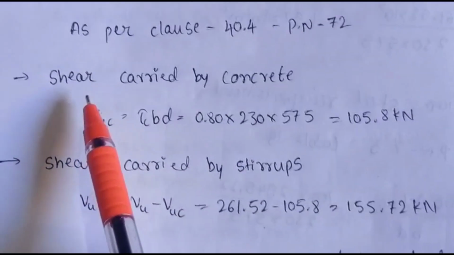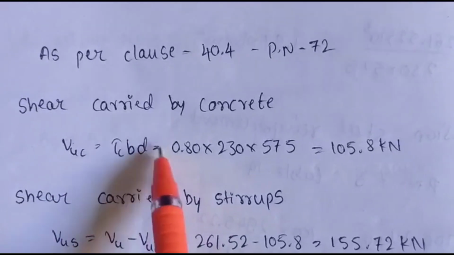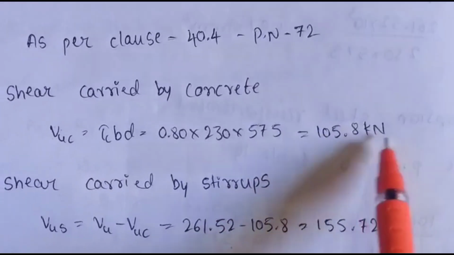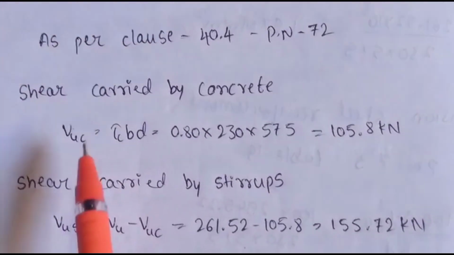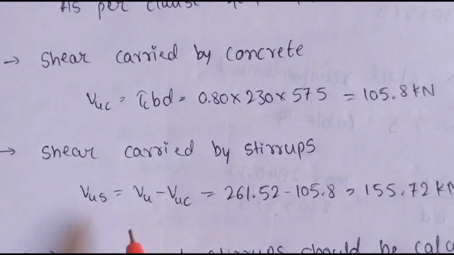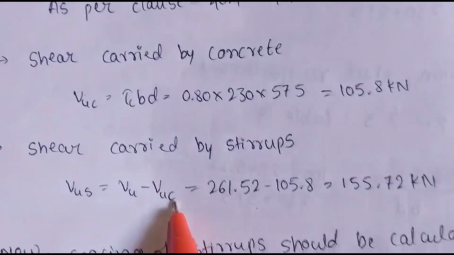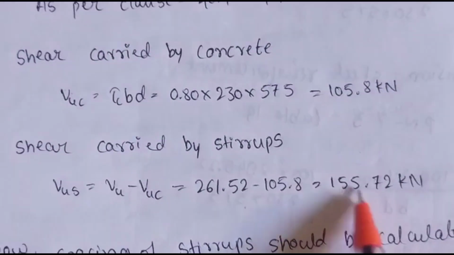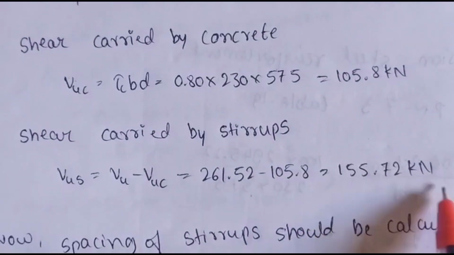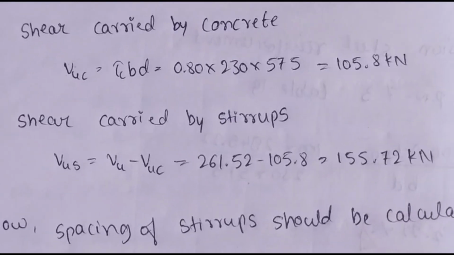So now to find out the shear carried by concrete, using Vuc = tau c b d, substitute all the values and simplify, we will get 105.8 kilonewton. After this we need to calculate the shear carried by stirrups. That is denoted as Vus = Vu - Vuc, shear carried by concrete. So substitute all the values. After simplifying we'll get our Vus value as 155.72 kilonewton. So this is how we calculate the shear carried by concrete as well as shear carried by stirrups.